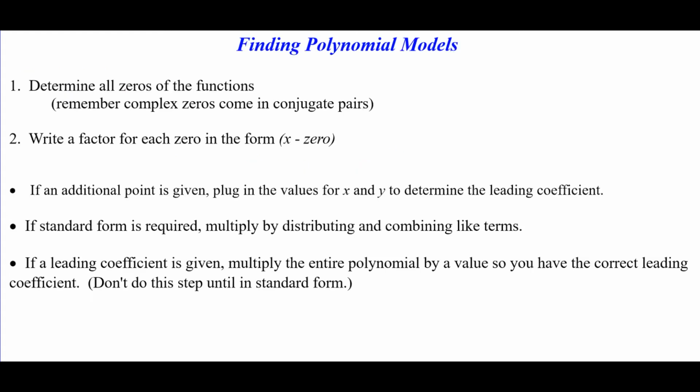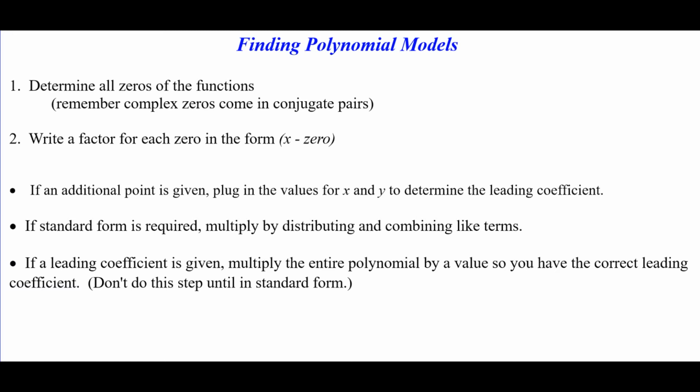So let's look at the process that's going to be involved here. We're going to determine all the zeros of the function. They're going to tell you the real zeros and possibly a complex zero, and then you're going to need to remember to put that complex conjugate down as well. Then you're going to write the factored form for each zero, and the factored form is just going to be x minus your zero. Then if they give an additional point that's not a zero, you're going to plug that in for x and y to find your leading coefficient.